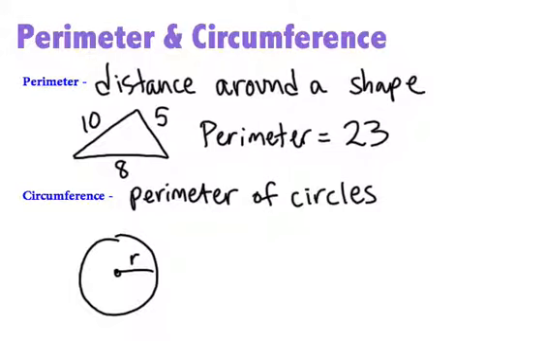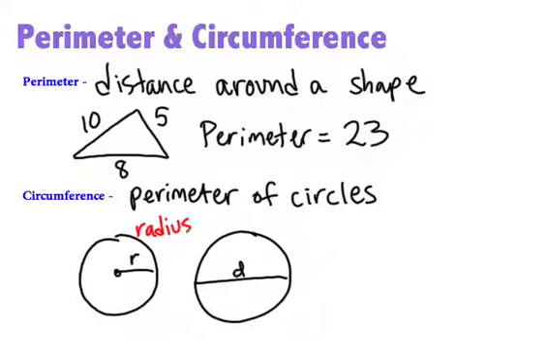A radius is from the center of the circle to the outside. Closely related to the radius is what's called the diameter, which goes all the way across a circle, okay? So a radius goes halfway across a circle. Diameter goes all the way across a circle, okay? The formula for circumference is the diameter times pi, okay? So we want this one. We want all the way across, okay?